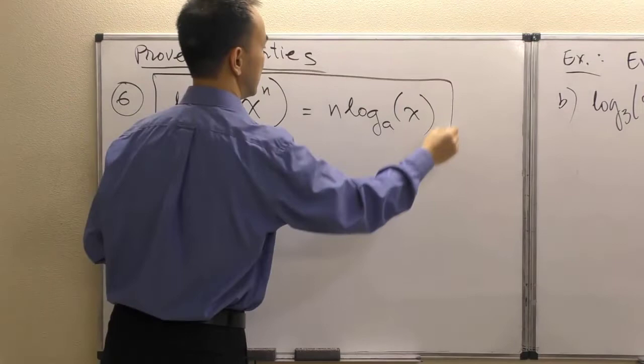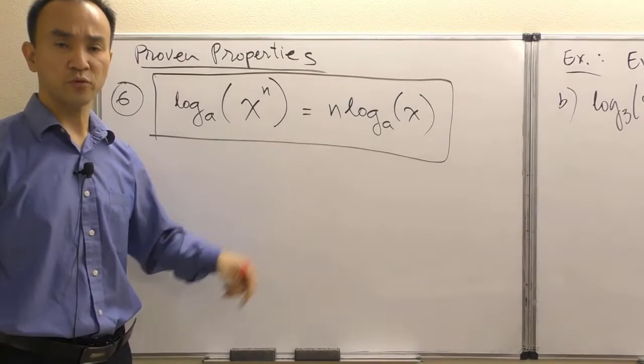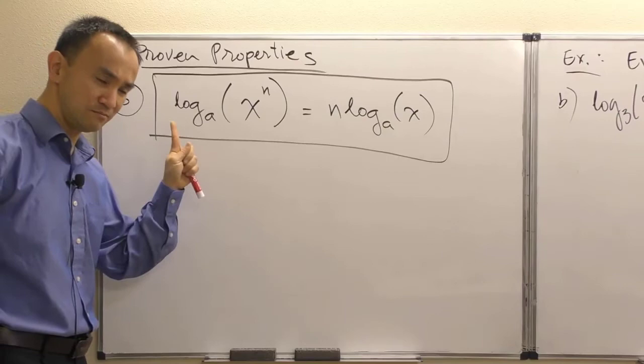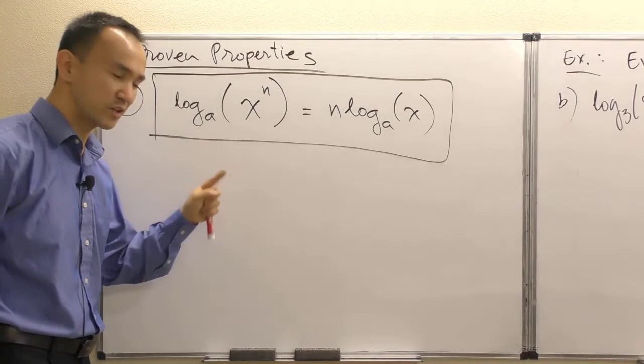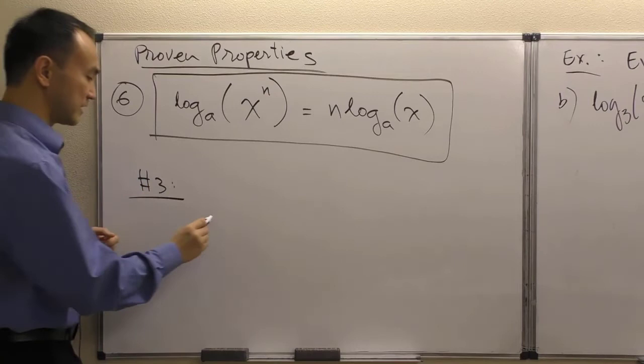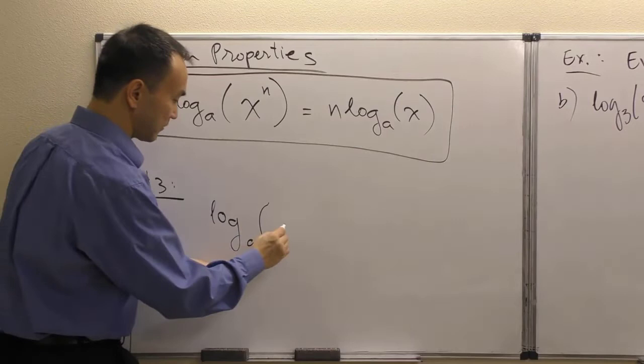We don't necessarily need to have a name for this rule. But as a friendly warning, something to be careful of: don't mix this with rule number 3 that we have learned earlier. Quick reminder, property number 3 was log base A of A to the n, and that equals n.